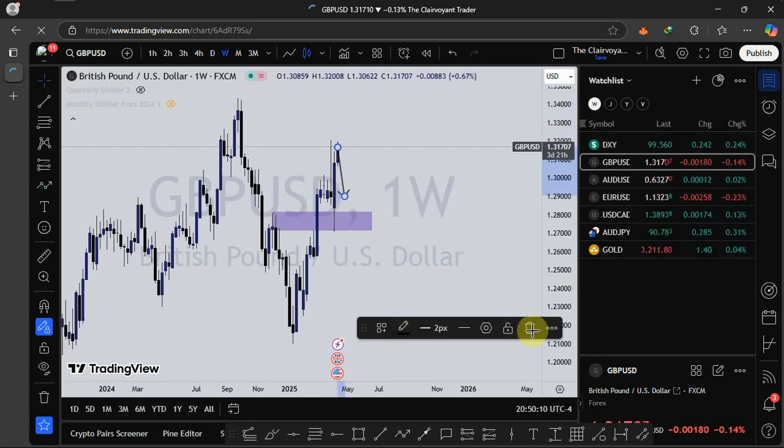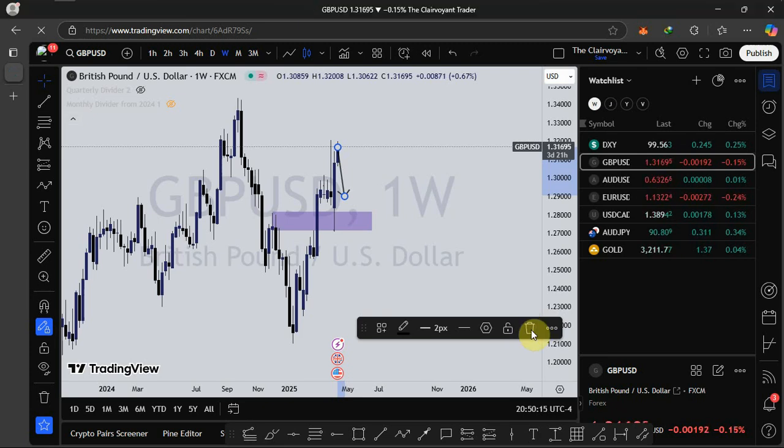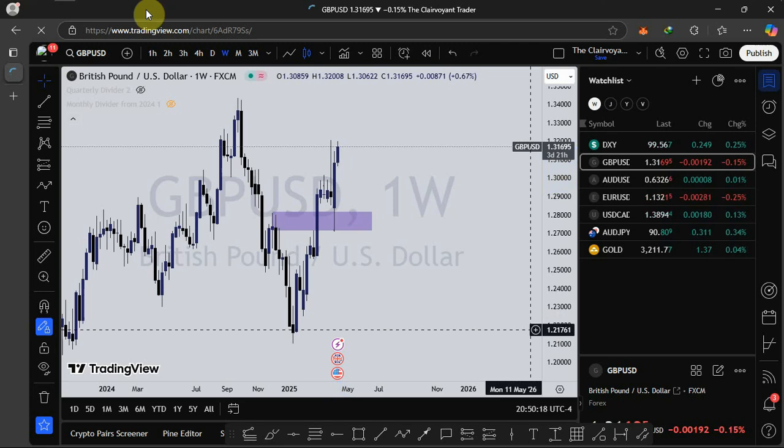For this period, I'll expect to see a short-term downside movement so far as GBPUSD is concerned. But let's switch straight to the 4-hour time frame and see.